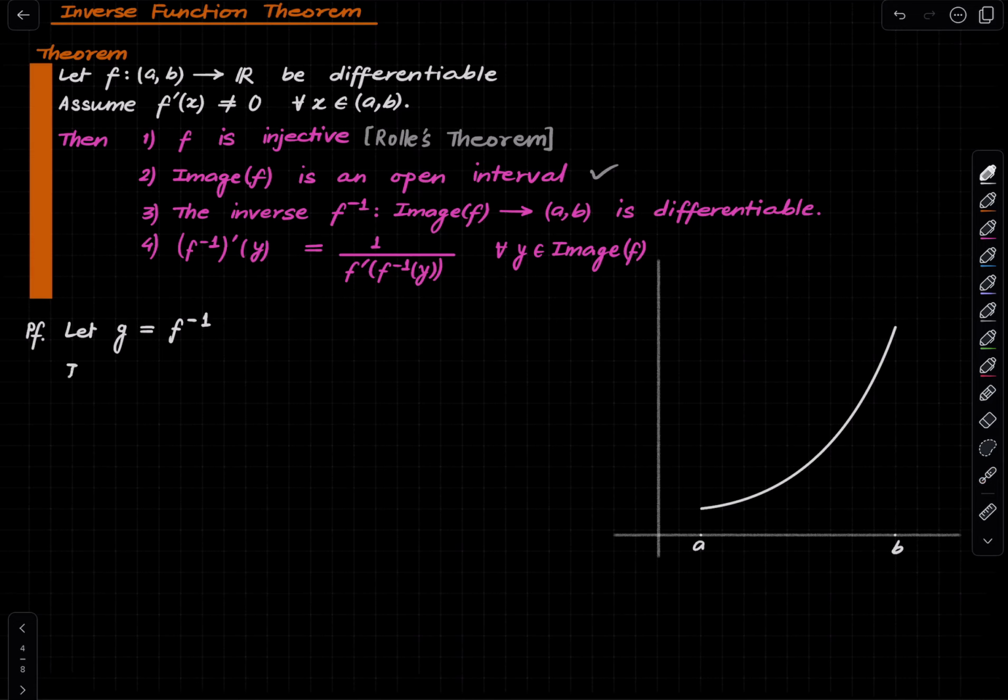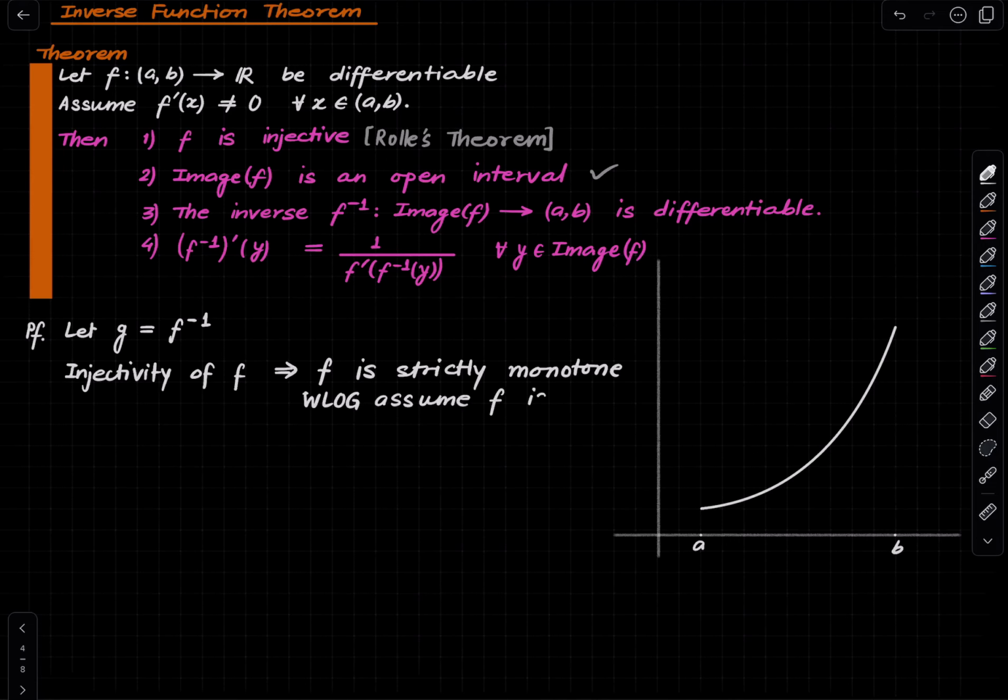So injectivity and continuity of f, but I'll just say injectivity of f, implies f is strictly monotone. And without loss of generality, assume f is increasing. And I have drawn a graph just for understanding the thing visually. Okay, now we want to show that this inverse function is also differentiable.